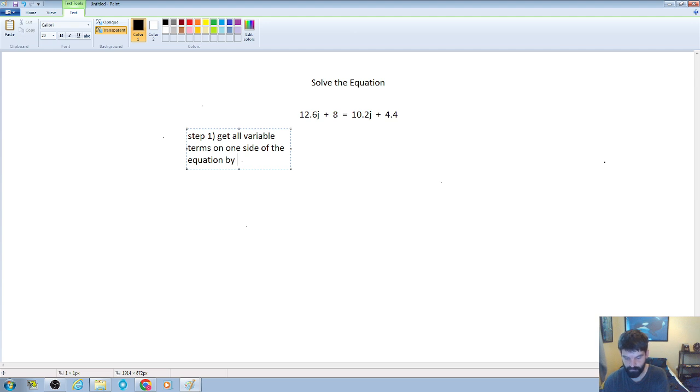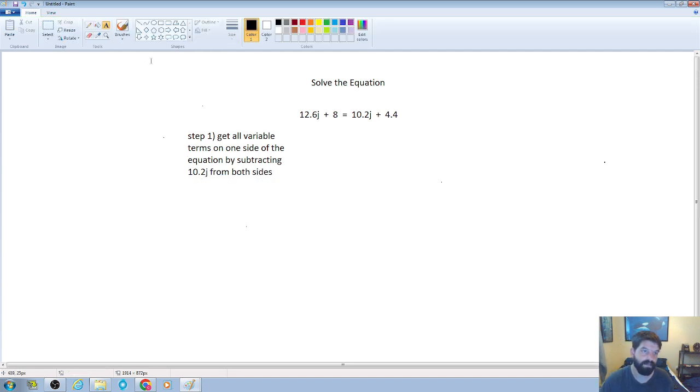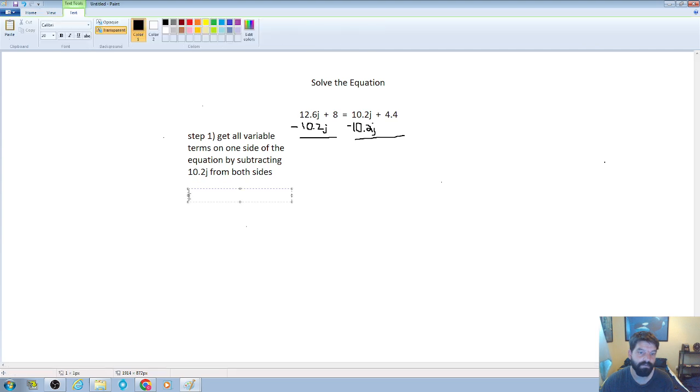So, get all variable terms on one side of the equation by subtracting 10.2j from both sides. Right off the bat, we apply that balanced scale analogy. Remember, when we are solving equations, we have to apply operations to both sides in order to keep the equation balanced or equal. So I'm going to subtract 10.2j on both sides.